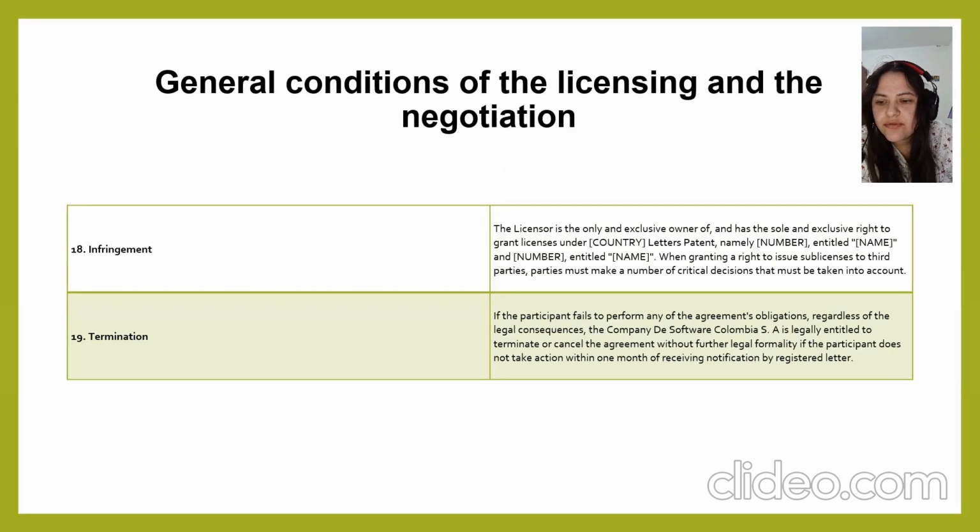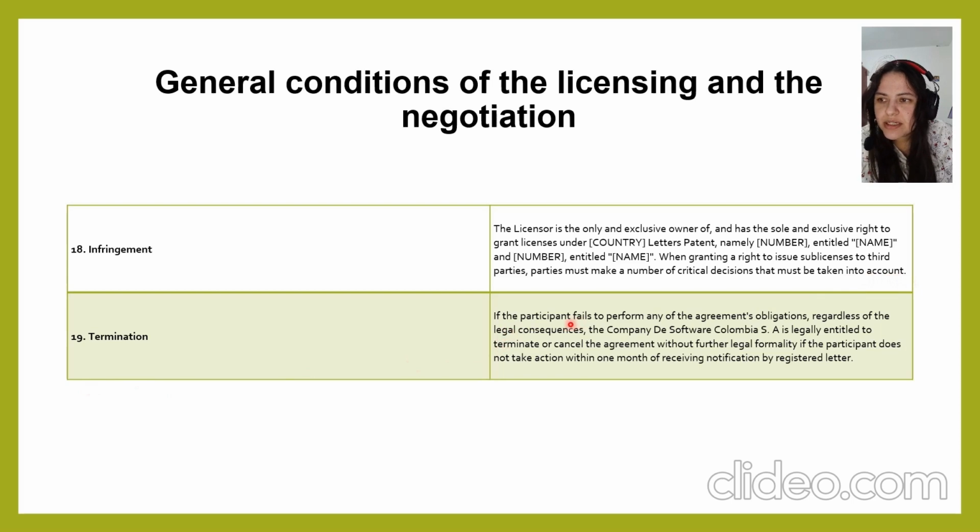18. Infringement. The licensor is the only exclusive owner and has the sole exclusive right over the content. When granted rights are used or sublicensed to third parties, parties must make a number of critical decisions that must be taken into account.